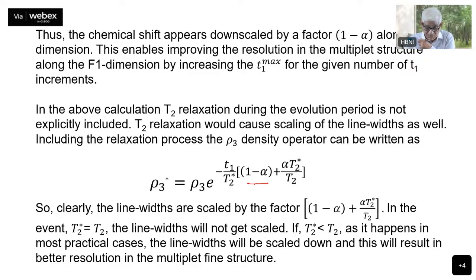Therefore, this whole thing will not cancel. 1 minus alpha plus this factor which is less than alpha. Therefore, this factor will be still less. Therefore, line widths will be scaled down. Therefore, instead of minus T1 by T2 star, minus T1 by T2, it will be some multiplicative factor which is less than 1. Therefore, this will result in better resolution in the multiplet. Okay, this is correct. So in the event T2 star is less than T2, as it happens in most practical cases, the line widths will be scaled down, and this will result in better resolution in the multiplet fine structure.